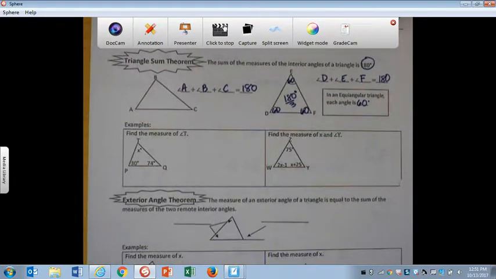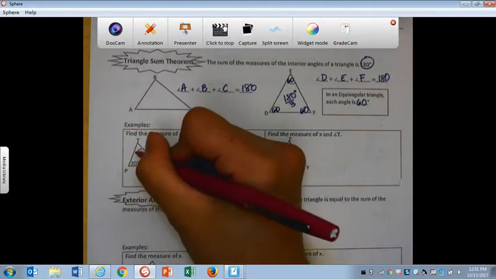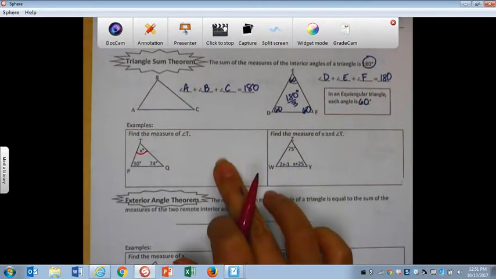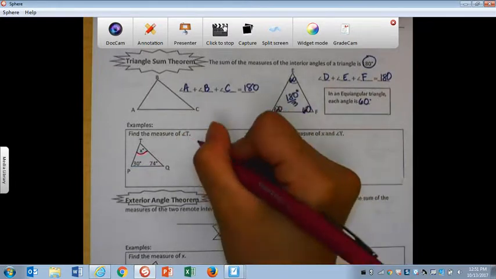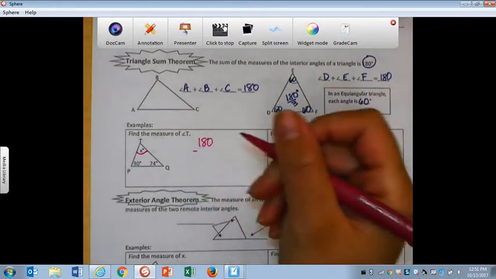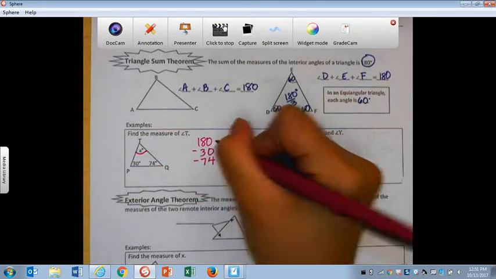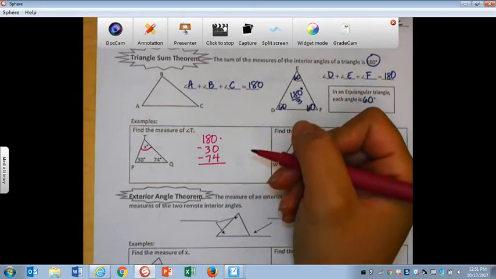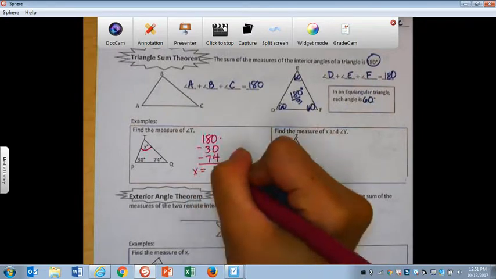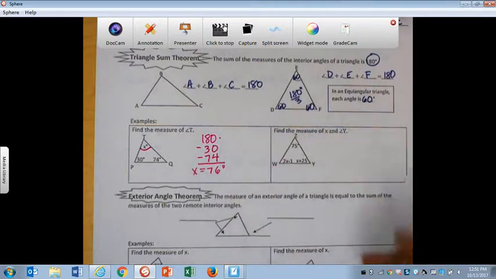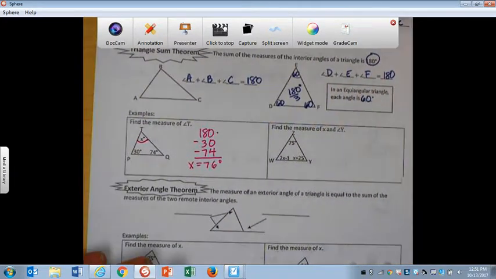All right, it says find the measure of angle T, okay? This one's pretty simple, so I'm just going to do it in a simple manner. 180 minus 30 minus 74, right, because 180 is your bank, all right, that's going to give you a leftover of 76 degrees, okay? So that missing angle would be 76 degrees.